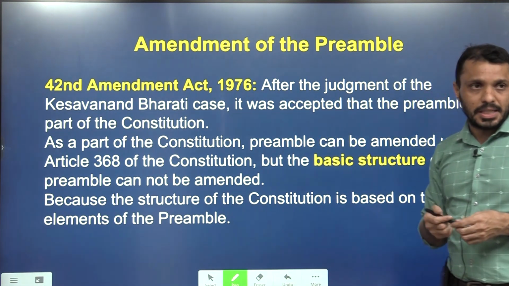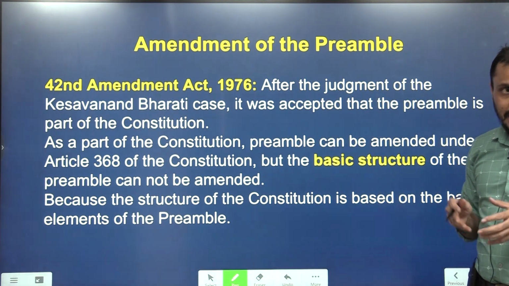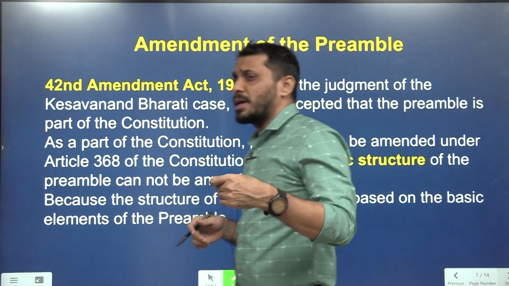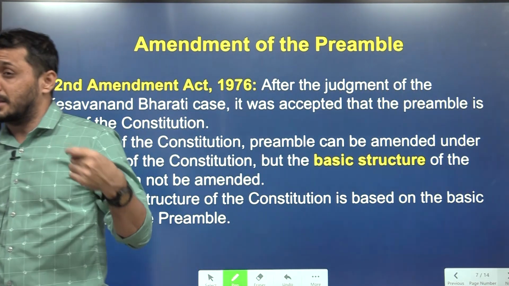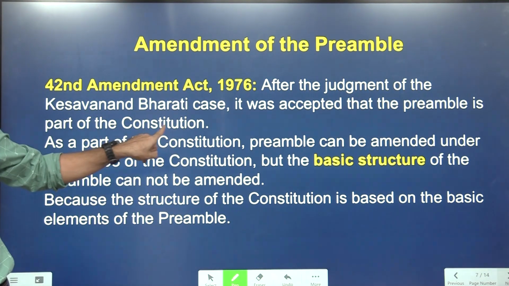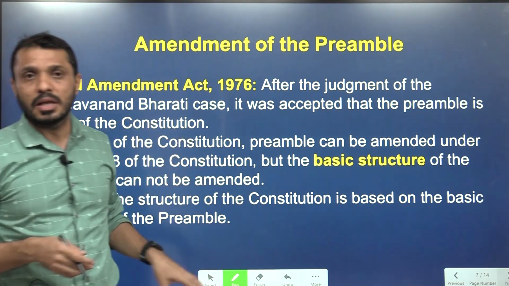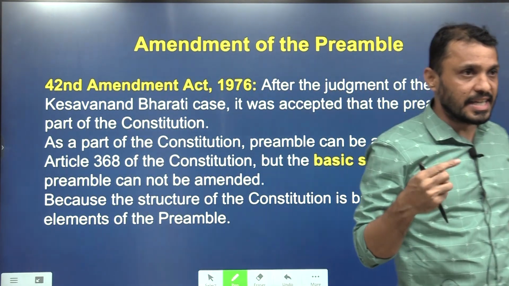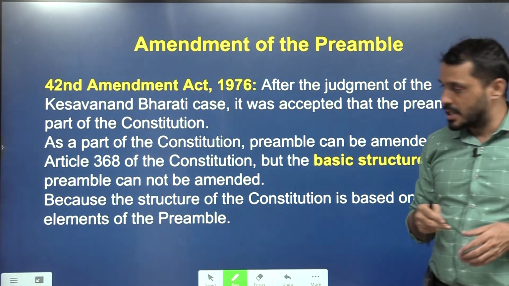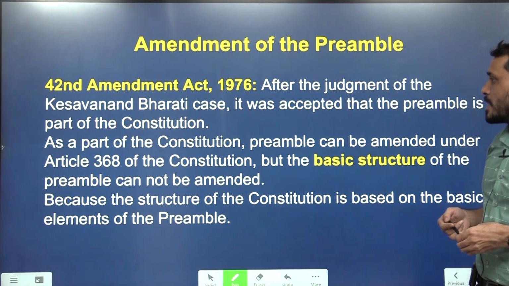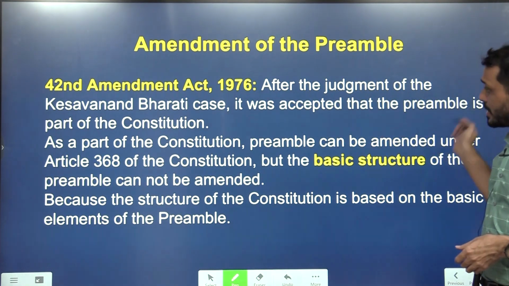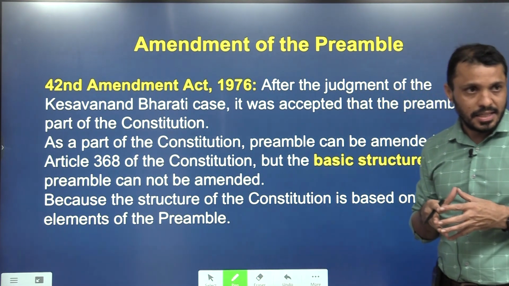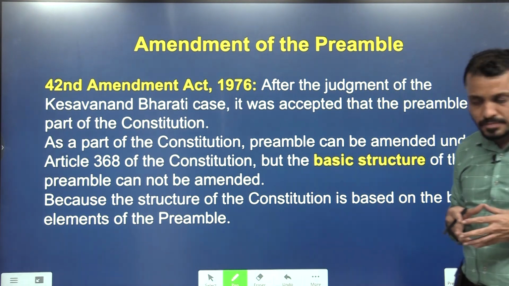Anyhow, in the Keshavananda Bharati case, the Supreme Court clarified that the preamble is a part of the Constitution. When the preamble is a part of the Constitution, and you are able to amend the Constitution, you are able to amend the preamble also. So, we amended the preamble and we added three words, obviously: socialist, secular and integrity. In the next slide you will see the words socialist, secular and integrity. These are the three words we added.